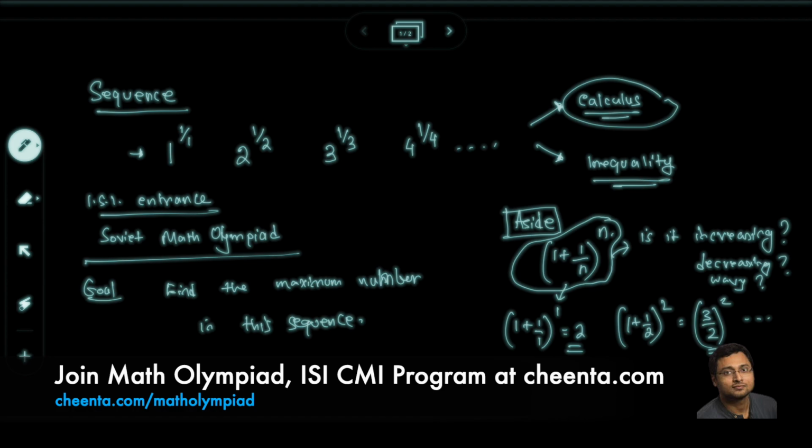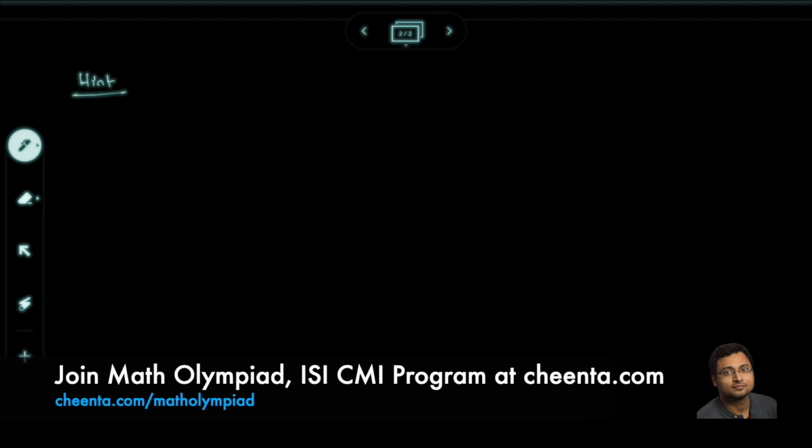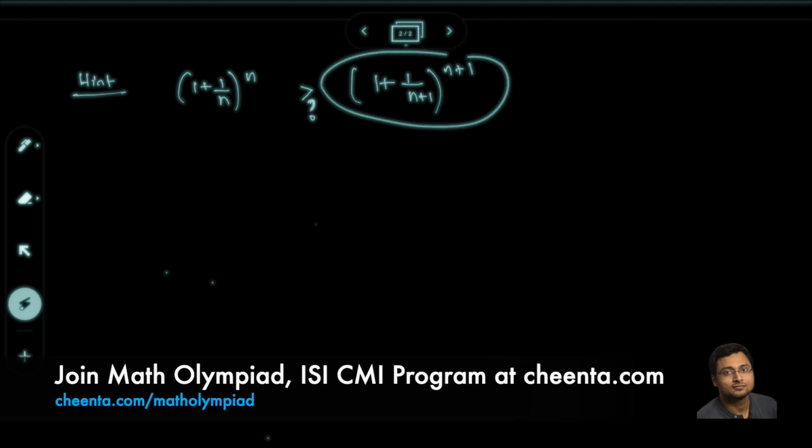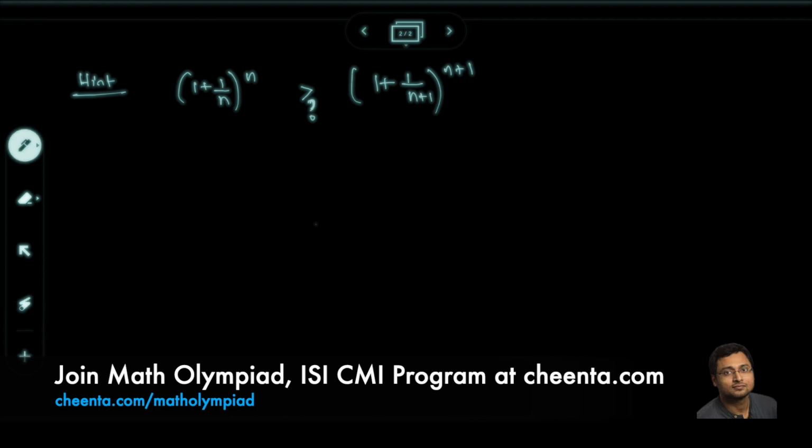You can definitely do calculus with it, but I'll give you a hint. The hint is, look at the inequality 1 plus 1 over n raised to n, and maybe put a greater than sign here. We just need to know whether we can write this as 1 plus 1 over n plus 1 raised to n plus 1. Maybe using the normal tools of inequality like AM-GM or something like that, you can definitely try to solve this inequality.